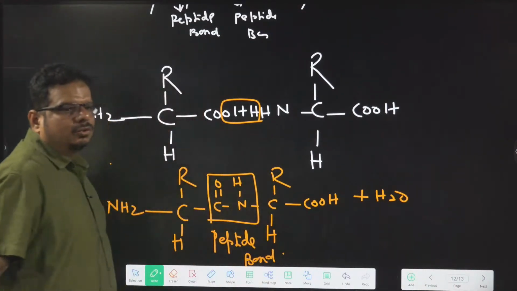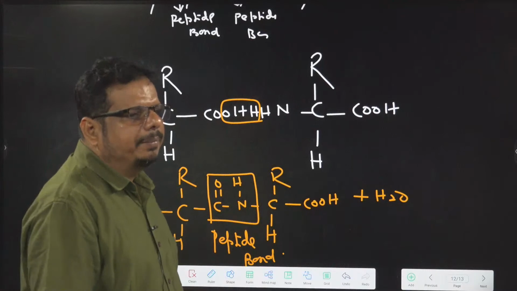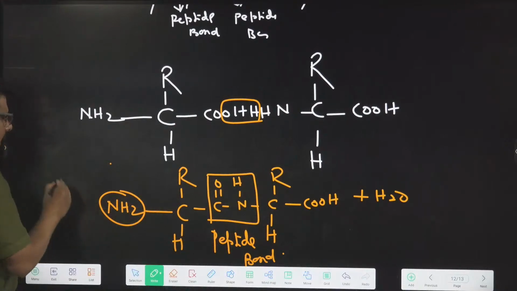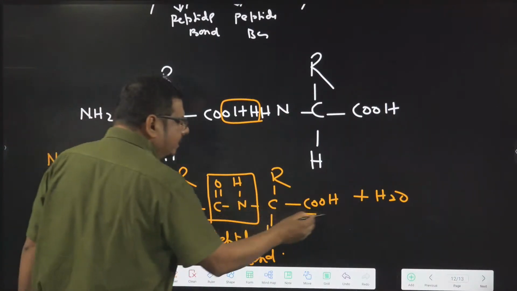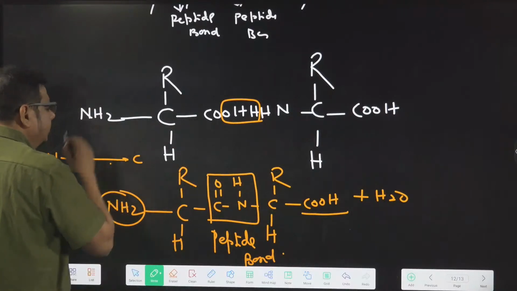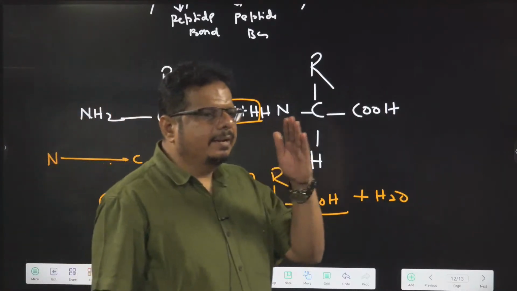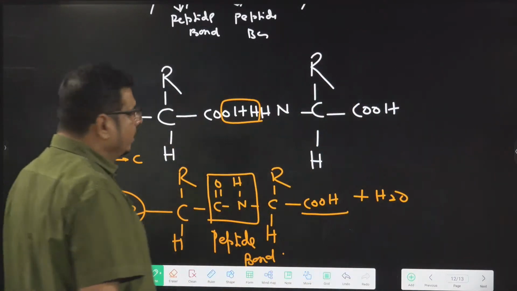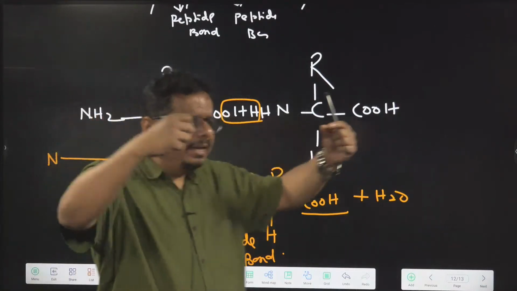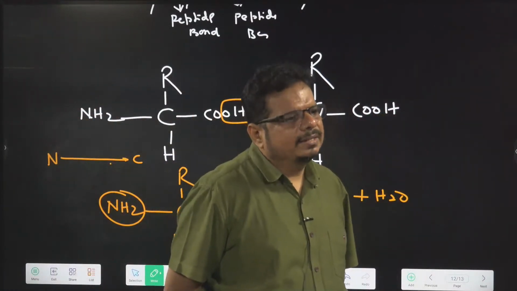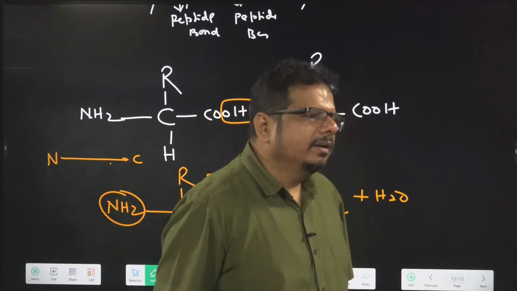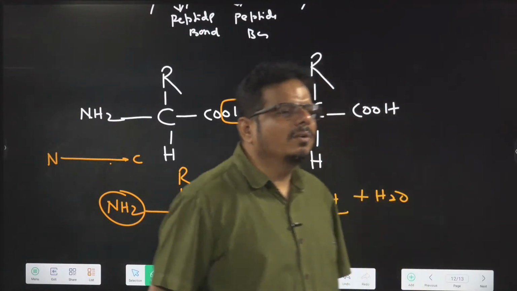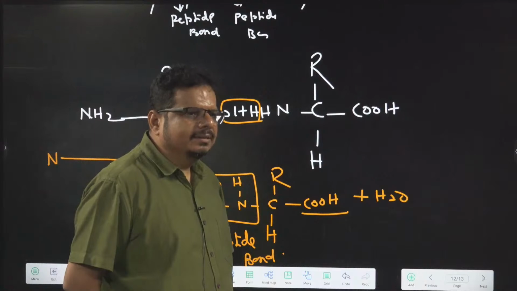So two amino acids are joined together by which bond? Peptide bond. Here the free end is which one? The amine group, so it is called the N terminal. Here the free end is which one? The carboxylic group, so the right side is called the C terminal. Left-hand side is N terminal, right-hand side is C terminal. You got the idea? In a primary structure, many amino acids join together by peptide bonds. The arrangement of amino acids is determined by DNA.